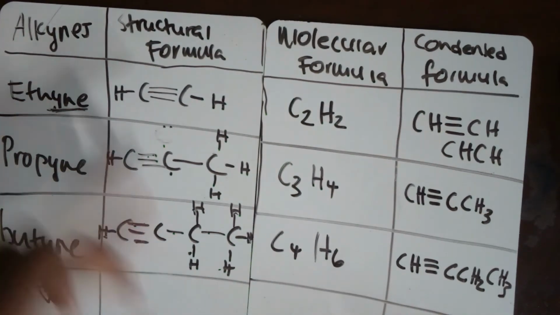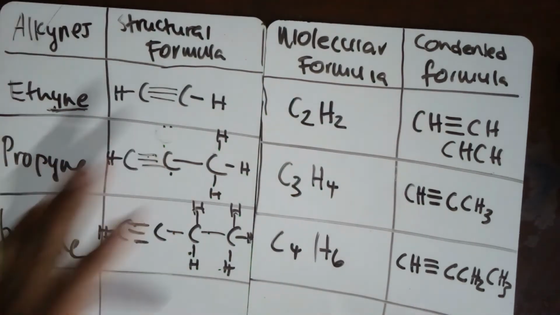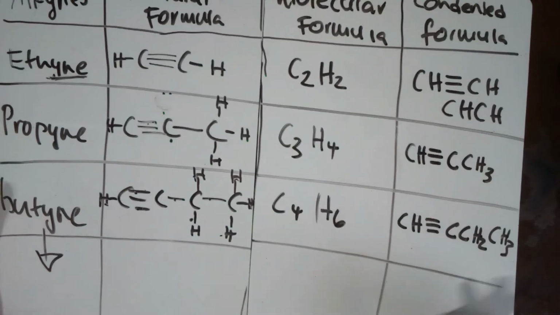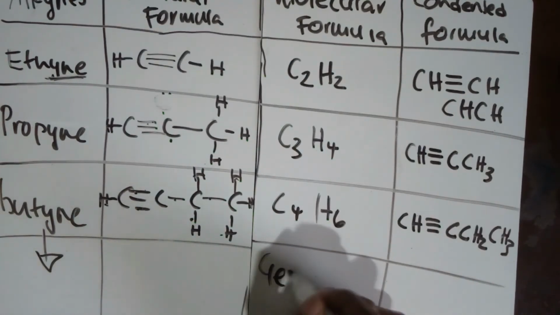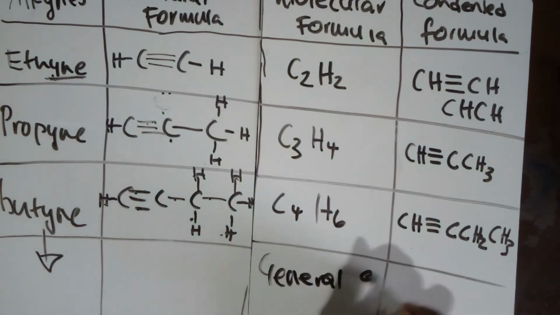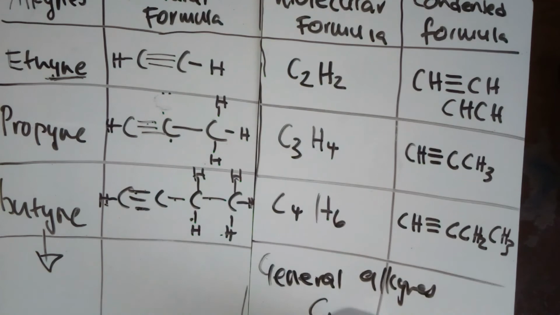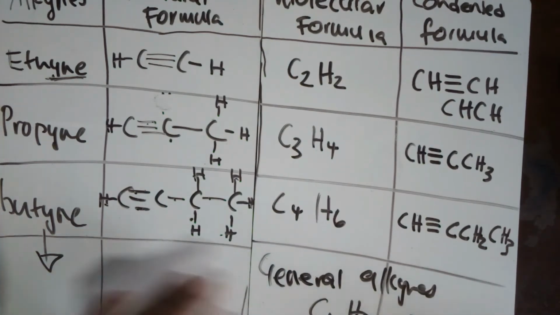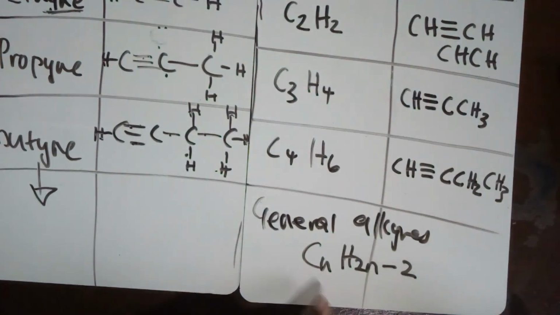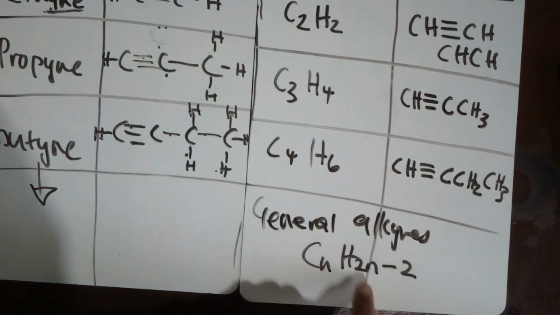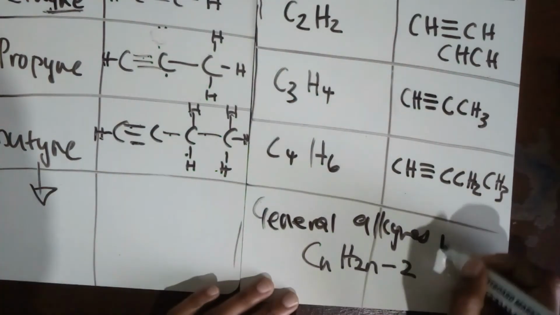So that essentially brings us to the end of this discussion. But before we go, I was going to forget something: the general formula for alkynes. That general formula is actually just CnH2n minus 2. That wasn't in the short, I apologize. So n will just be the number of carbon atoms.